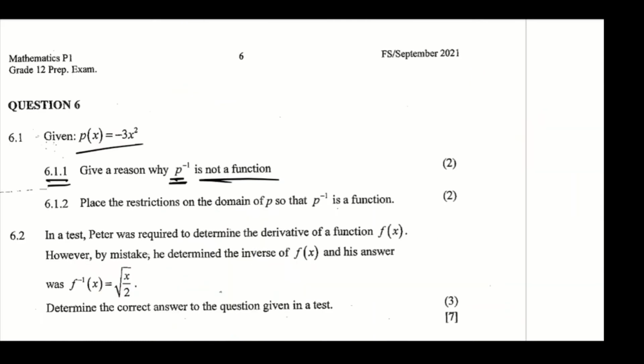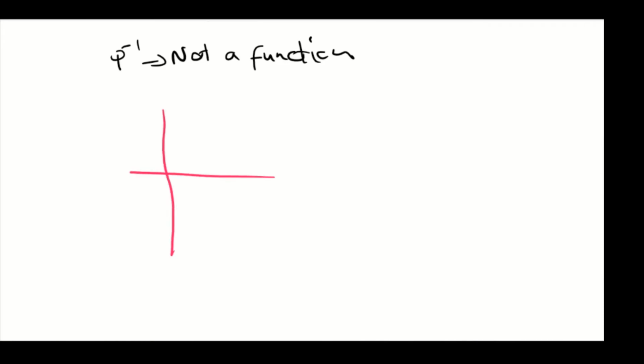Now 6.1.2, we are asked to place the restrictions of the domain of p so that it becomes a function. So remember that we said the inverse of p is not a function, right? So we want to make it a function now. How do we do that? We place our restrictions. So let's first draw our graphs.